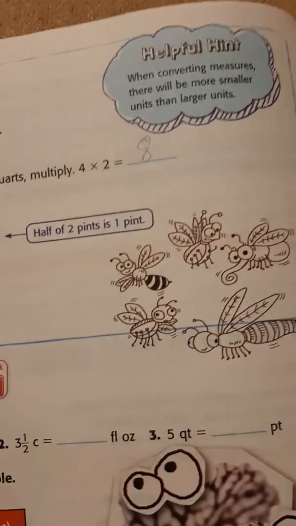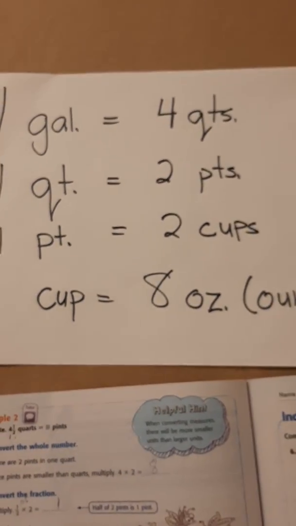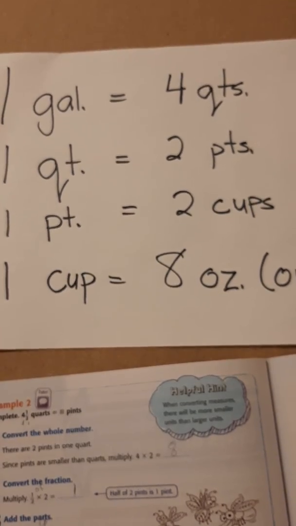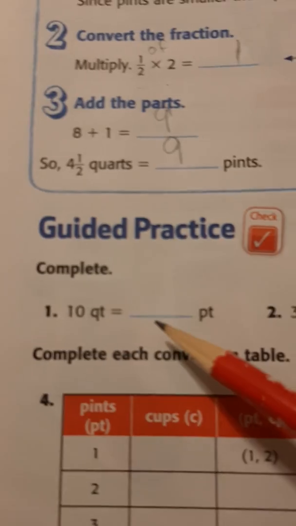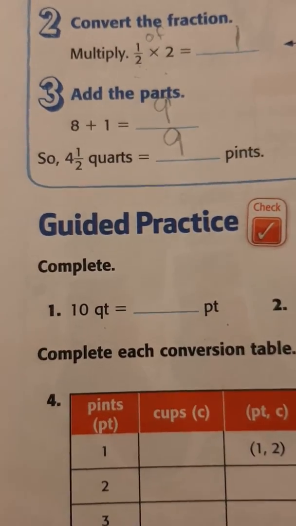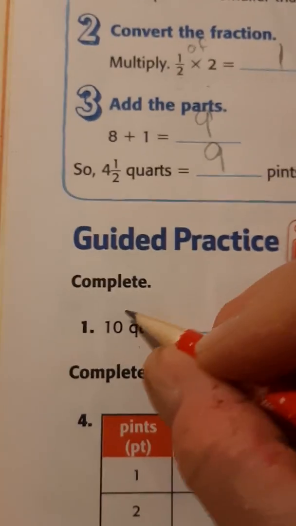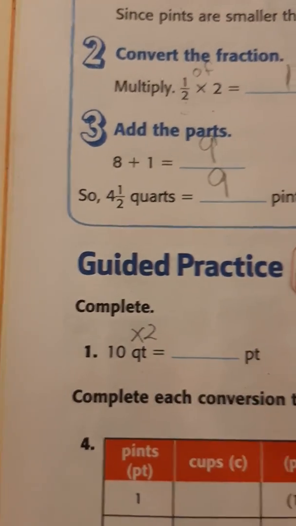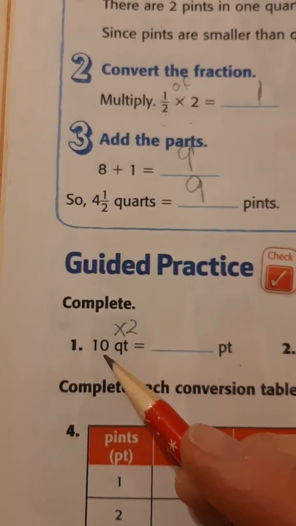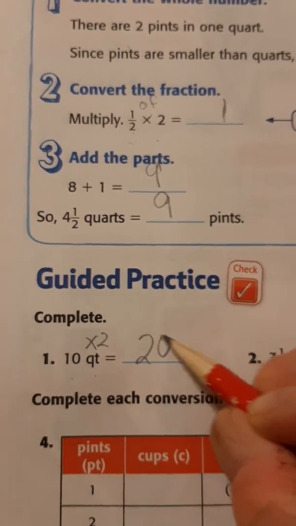Now, we're going to complete this table. Now here's my chart, which we'll refer to, and I hope you have one like this too. So let's work on this. First one, do it with me. 10 quarts equal how many pints? Well, how many pints in a quart? 2, right? So you're going to multiply times 2. You can even write that up there. 10 times 2 is what? 20, correct.